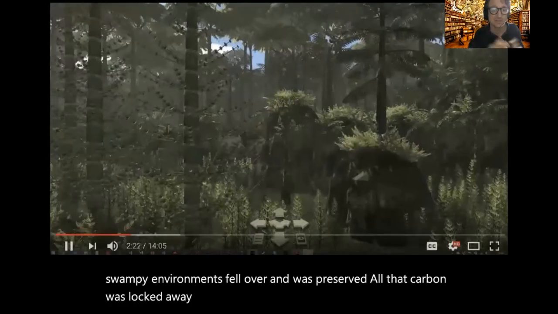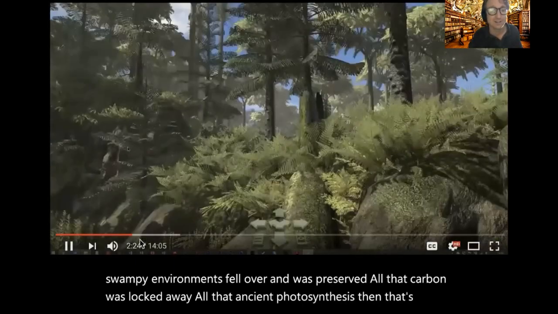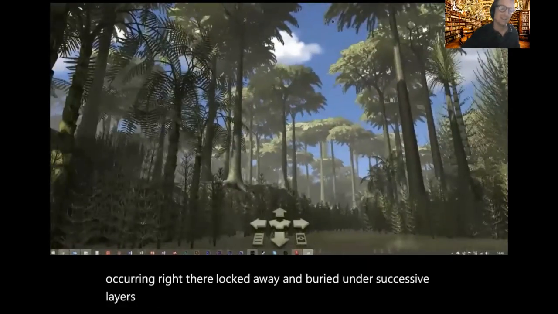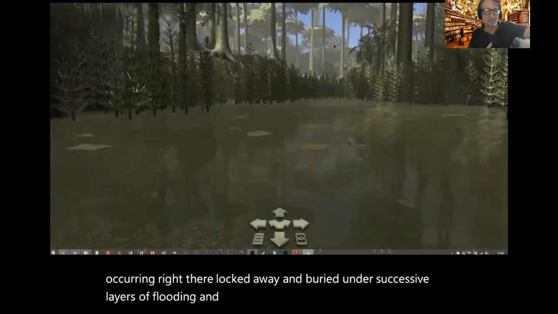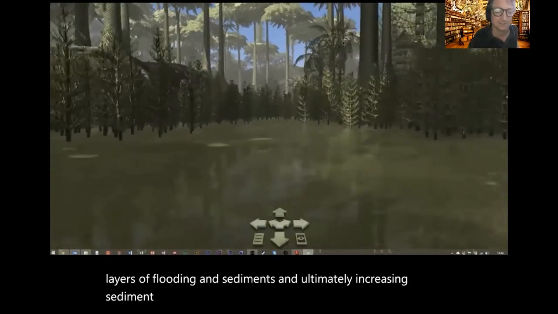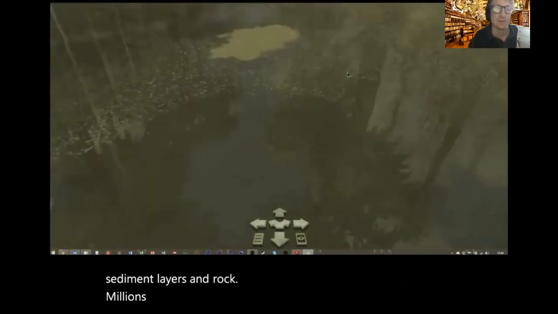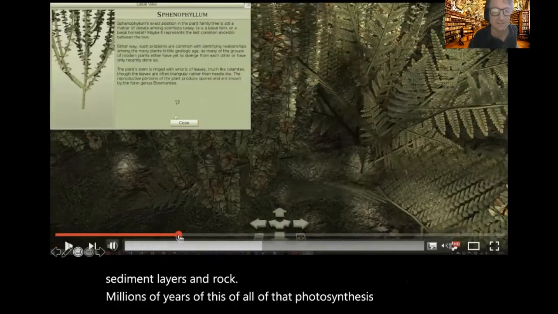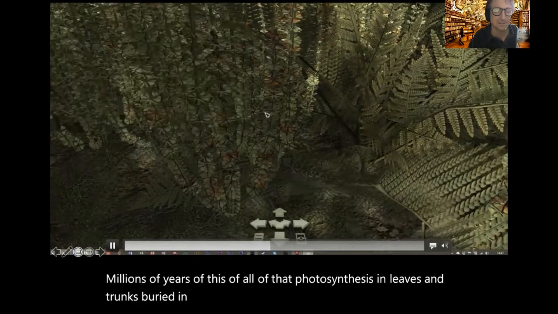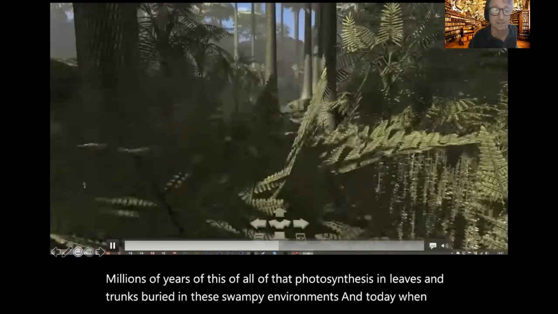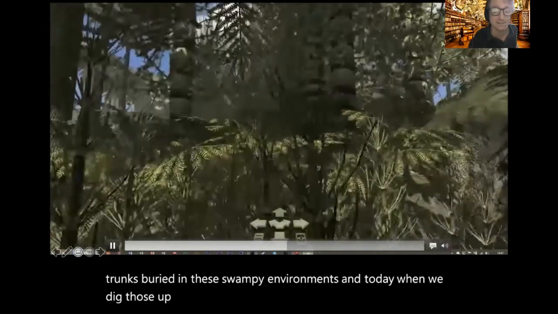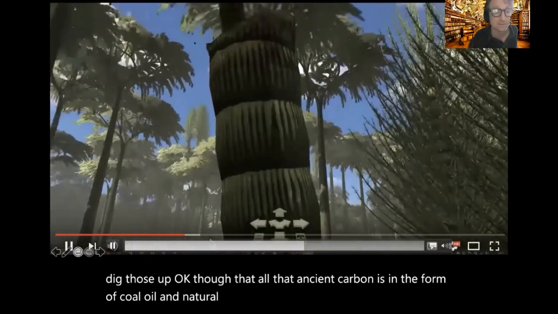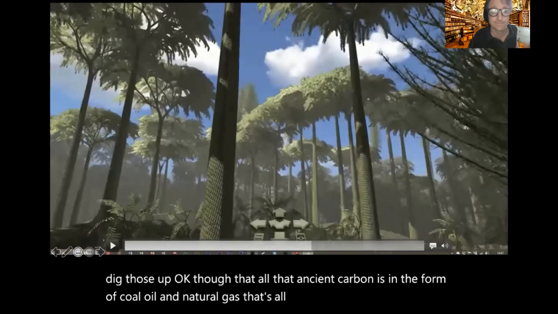All that ancient photosynthesis occurring right there was locked away and buried under successive layers of flooding and sediments, and ultimately increasing sediment layers and rock. Millions of years of all of that photosynthesis in leaves and trunks buried in these swampy environments. And today, when we dig those up, all that ancient carbon is in the form of coal, oil, and natural gas. That's all ancient photosynthesis.